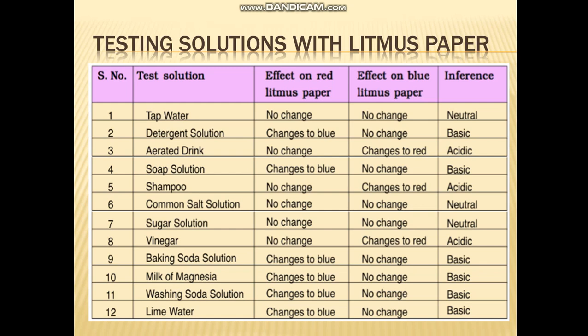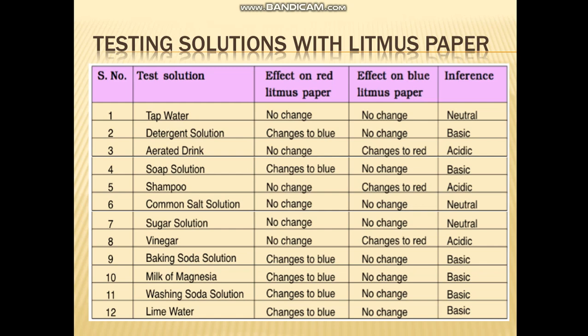On red litmus paper, it changes to red. On blue litmus paper, it is acidic. For vinegar, there is no effect on red litmus, but on blue litmus it changes from blue to red, so it is acidic. Baking soda solution changes red litmus paper from red to blue, so it is basic. If we take washing soda solution, it changes to blue, so it is basic.